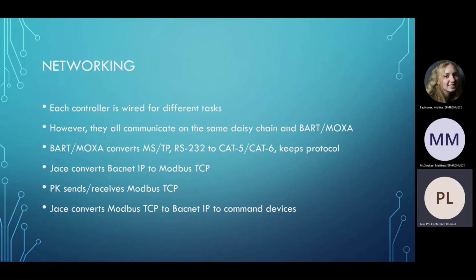So after it goes through the BART, which changes the wiring, the Ethernet wiring for the BACnet can interface with the JACE. The JACE then changes the protocol from BACnet to Modbus. And then that talks to the PK. PK talks Modbus TCP. And then if you want to send a command, it's just the exact opposite. PK sends Modbus TCP to the JACE, JACE converts that to BACnet, BACnet sends to the BART, which changes it from Cat6 to MSTP, and sends it to the VAV command.